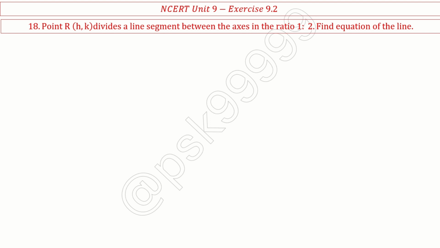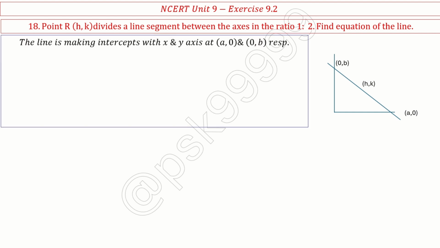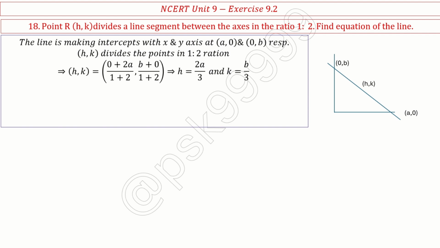Point R divides the line segment between the axes in the ratio 1:2. Find the equation of the line. Again, same thing. Instead of telling midpoint, they are telling it is dividing in the ratio 1:2. So same thing we will do. It divides in 1:2 ratio, so h comma k equal to 0 plus 2a divided by 1 plus 2, b plus 0 divided by 1 plus 2. So h equal to 2a by 3 and k equal to b by 3.